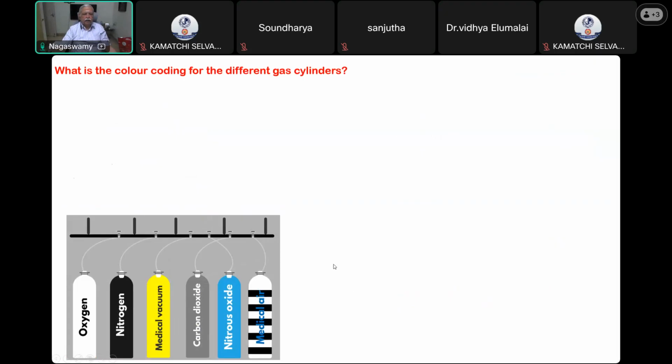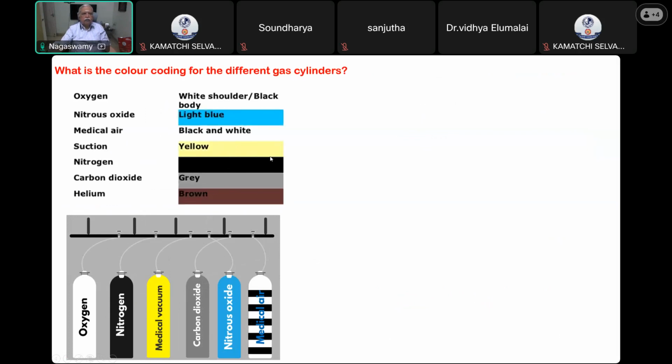Nitrous oxide is French blue. It is not called blue, it is called French blue, and carbon dioxide is gray. Medical air is black and white, what you see here, suction is yellow, nitrogen is black, carbon dioxide is gray, and helium is brown. So these are the different color codings.